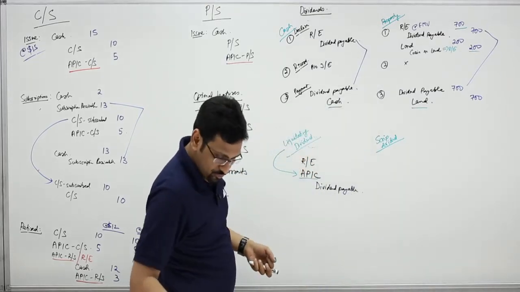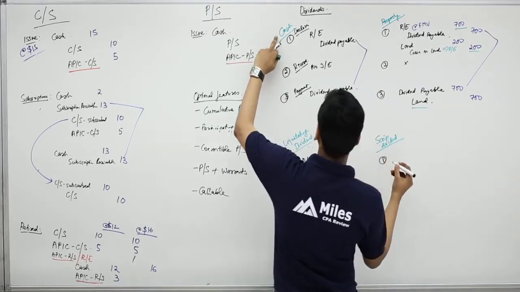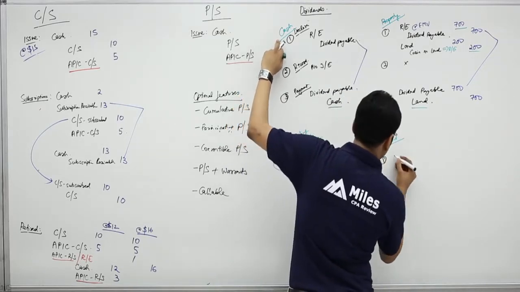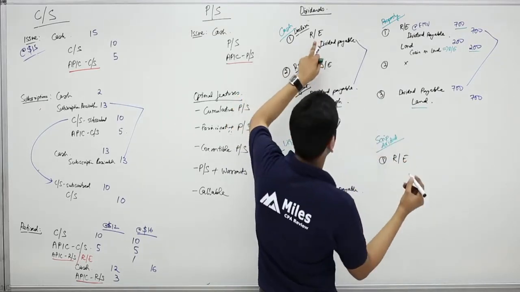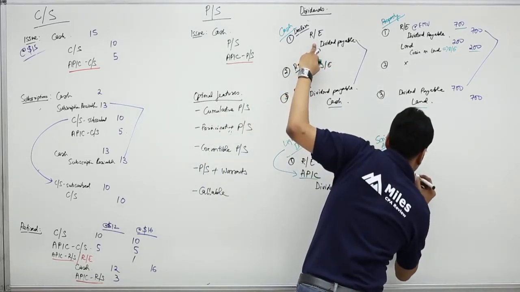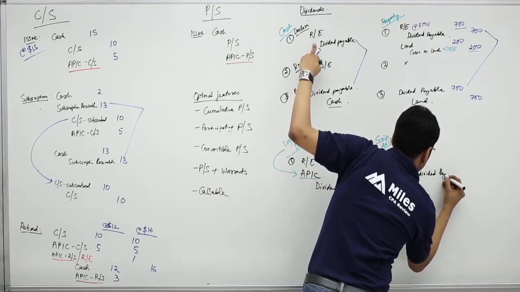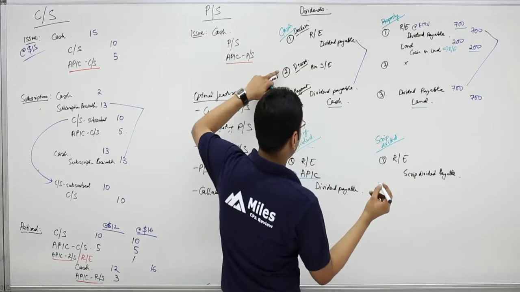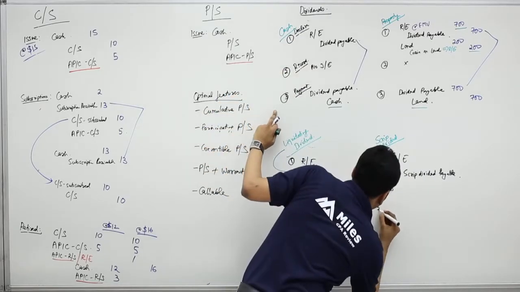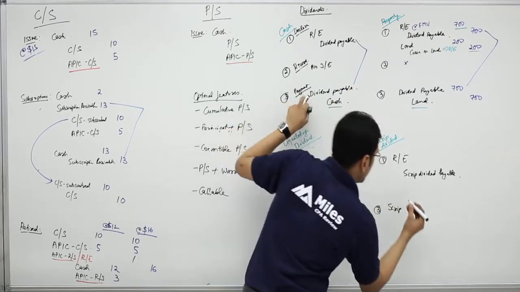So when we are looking at the first journal entry here, declaration, you have retained earnings getting reduced, and instead of dividend payable, we'll call it scrip dividend payable. Record date, there's no journal entry. Third, the payment date. So you'll have scrip dividend payable. Instead of dividend payable, we'll call it scrip dividend payable.